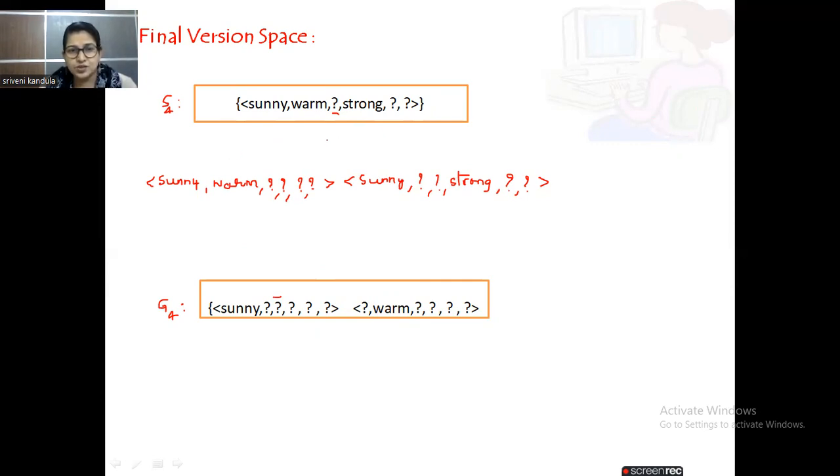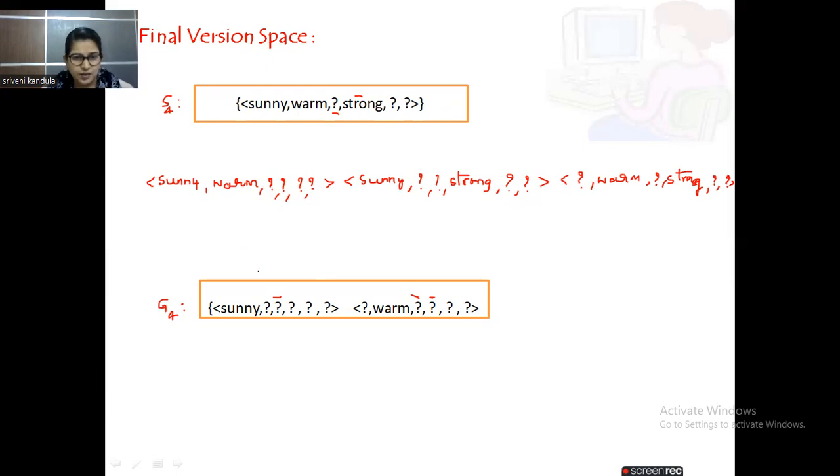Next, coming to the next one. The third one is a question mark, here also a question mark. Next, the fourth one is strong, here the fourth one is a question mark. Here we have the value strong, so we will replace this. Question mark, question mark, strong, followed by two question marks. Question mark and question mark are matching, so no more changes. So three more hypotheses are added in the version space.